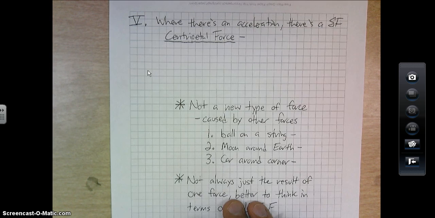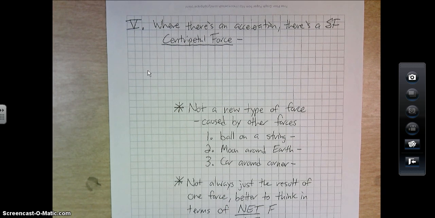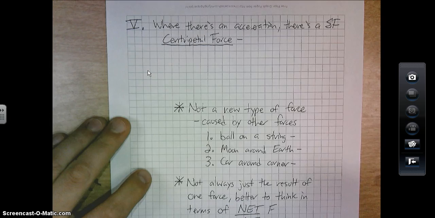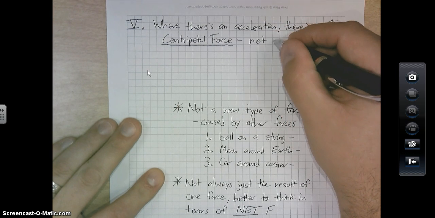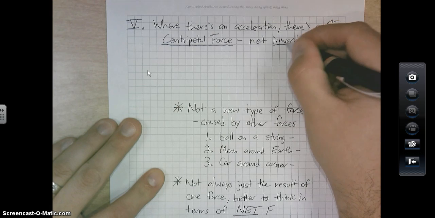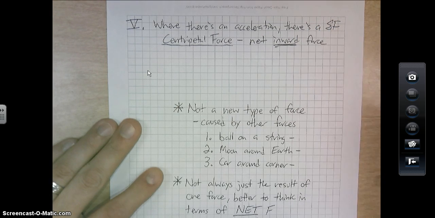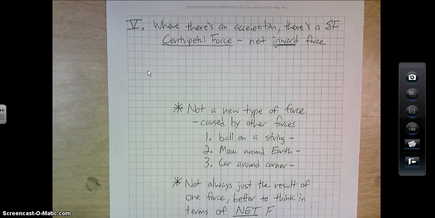So the next thing, where there is an acceleration, there must be a net force. We learned last unit that if an object accelerates, then there must be an unbalanced force acting on it. That is now called the centripetal force. Now, I really want you to focus on thinking of centripetal force as really the net inward force. It is the net force towards the center of a circular path.